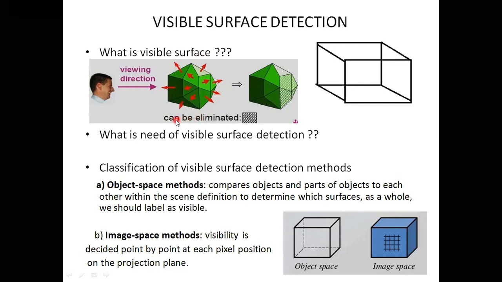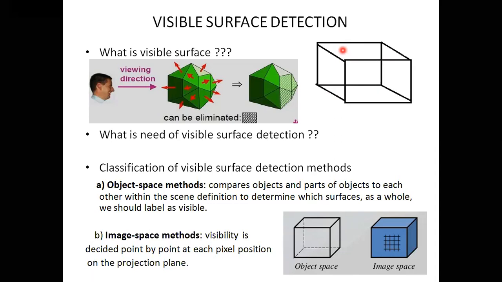If I come to this particular cube, consider this cube as a three-dimensional cube. If I see from the front, which surface can you see? Only this surface, that's it. All other surfaces, the top surface, bottom surface, side surfaces, and back surface, are not visible to you.